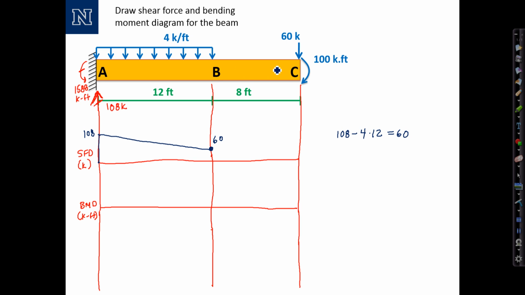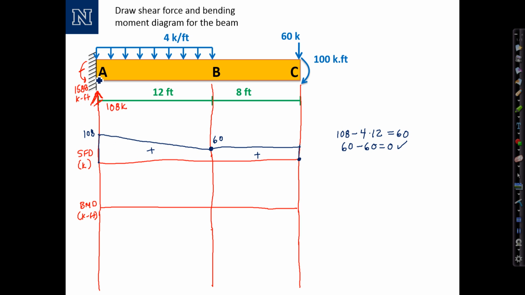Now from B to C there's no distributed load acting, so the shear force is constant. We extend the line straight across, and finally at point C we have a 60 kip load acting downward, so the shear force diagram jumps down by 60. So going from B to C, 60 minus 60 equals 0, and we check and confirm that the shear force diagram does come back to 0. It's always important to do this check.